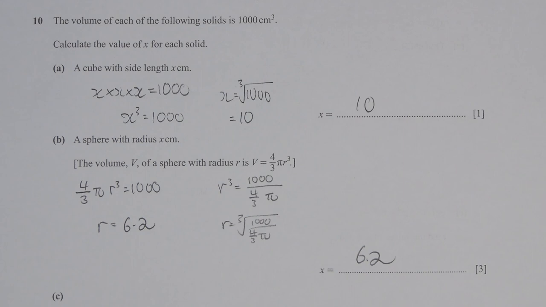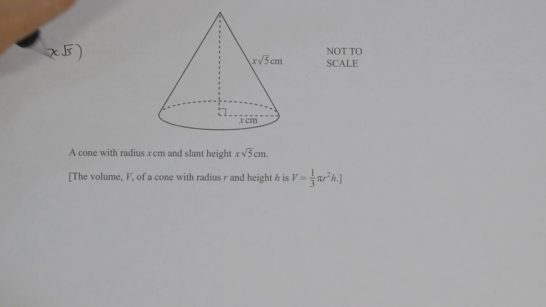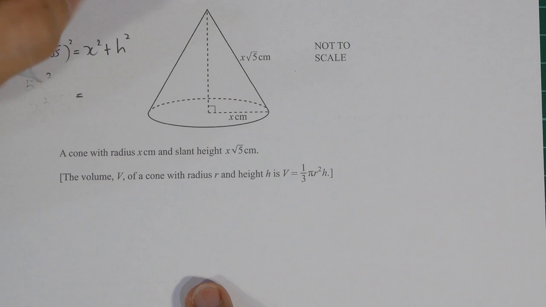But for part C, okay, find the volume, V equals 1 over 3 pi times x squared times 2x. Okay, this result will also be 1000. So by running the calculation and shifting, you will get the final result as 7.82.